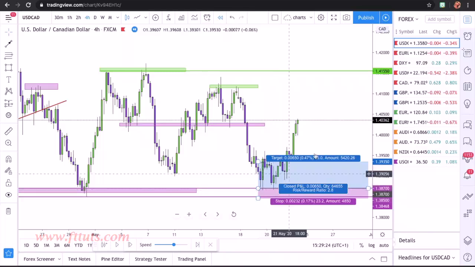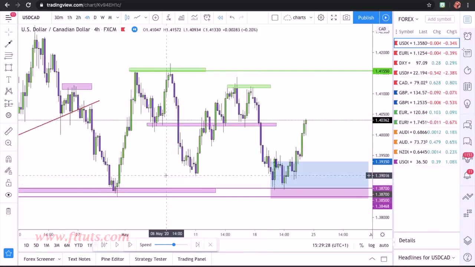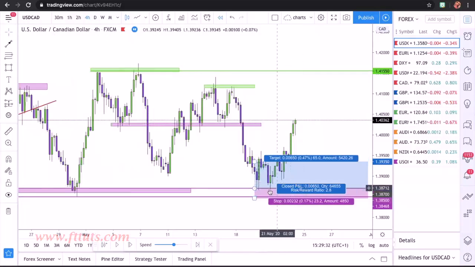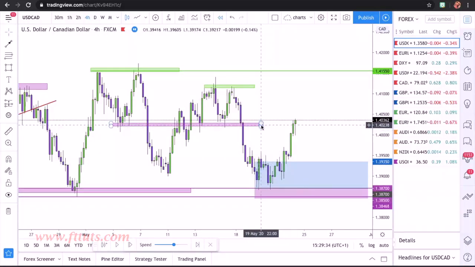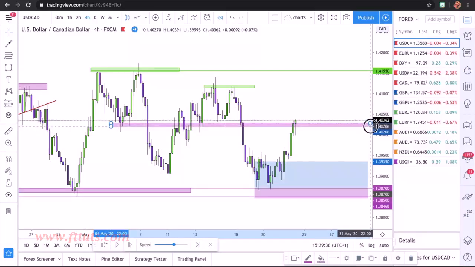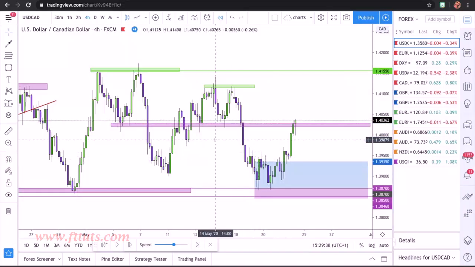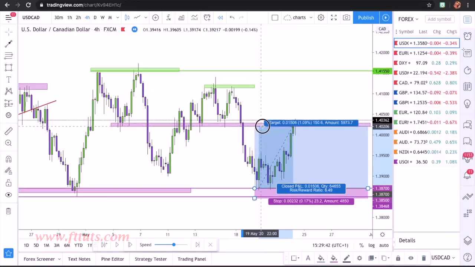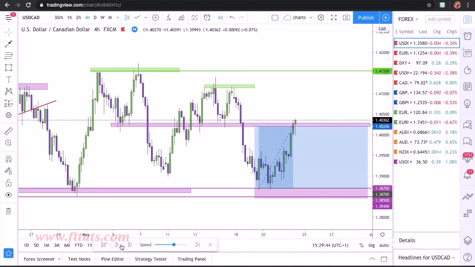If it ends up breaking, then you can see, okay, it's going to end up breaking. But again, it's rejected 1, 2, and this is the 3rd time. So it reversed. Okay, so we extend this guy out. So our first target would be here again. And let's see.